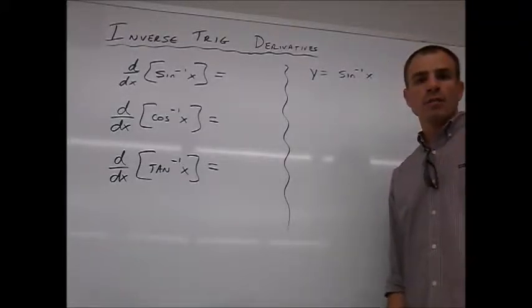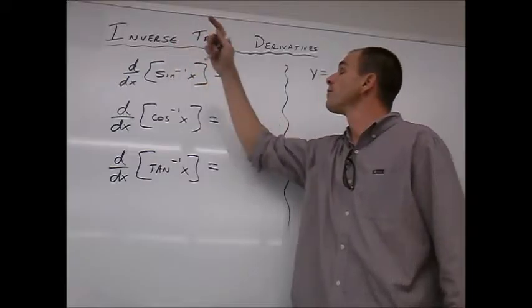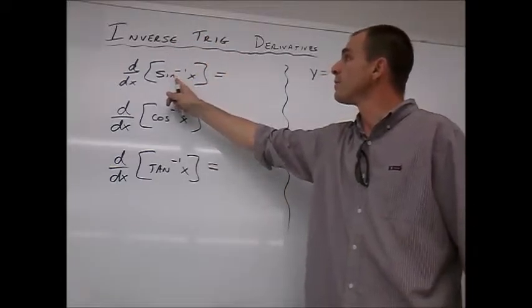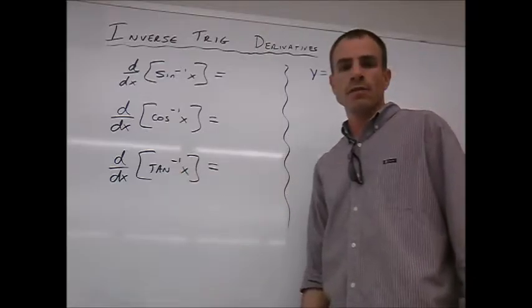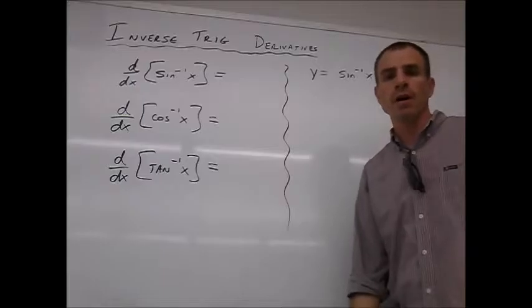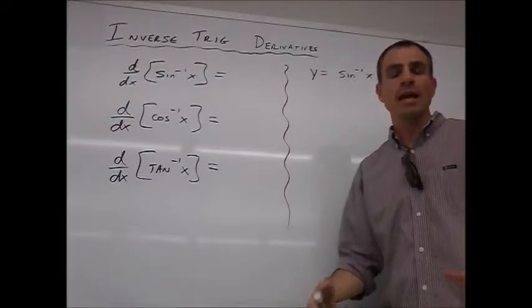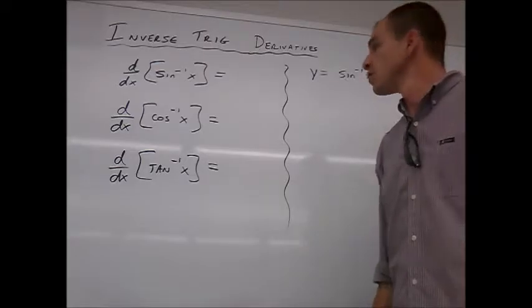Okay, not quite done with inverse functions yet. We have to talk about the derivatives of our inverse trig functions. So the derivative of inverse sine, the derivative of inverse cosine, and the derivative of the inverse of tangent. So we're going to get those three. We're actually going to figure out the derivative of the inverse of sine together, and then that will lead us to the other two inverse trig derivatives.